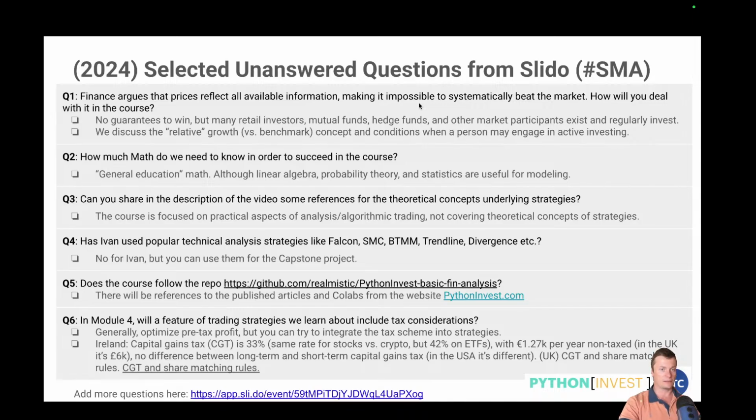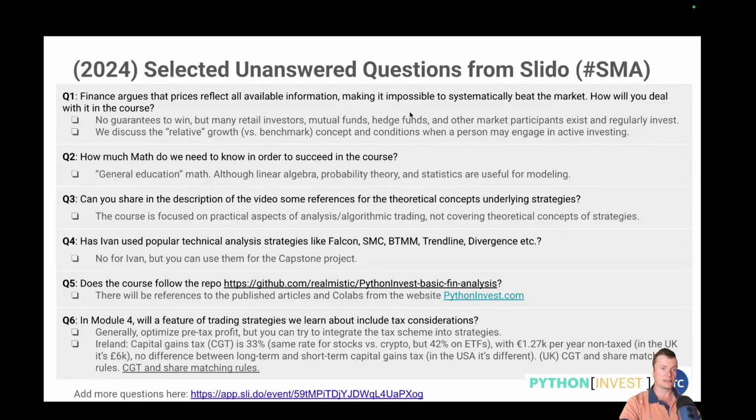Question number 5. Does the course follow the repo? That's my previous repo from Python Invest Basic Fin Analysis. Yes, there are references to the published articles, and almost all articles have the code shared on that repo.